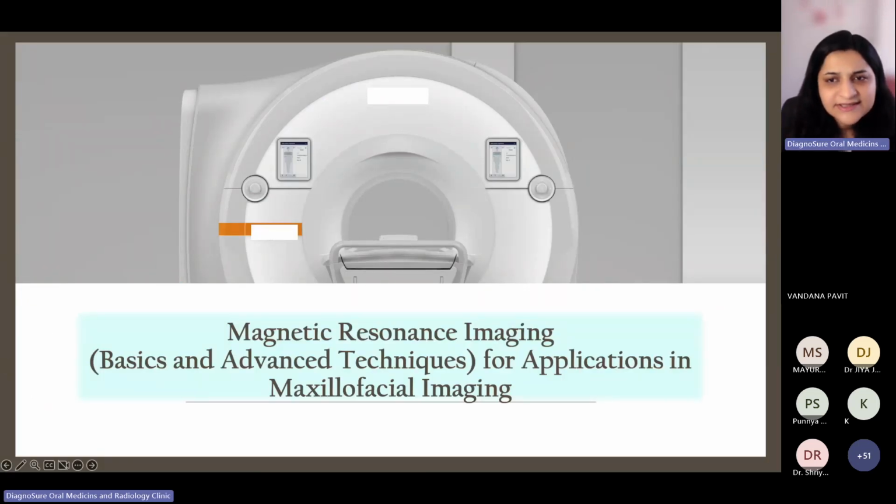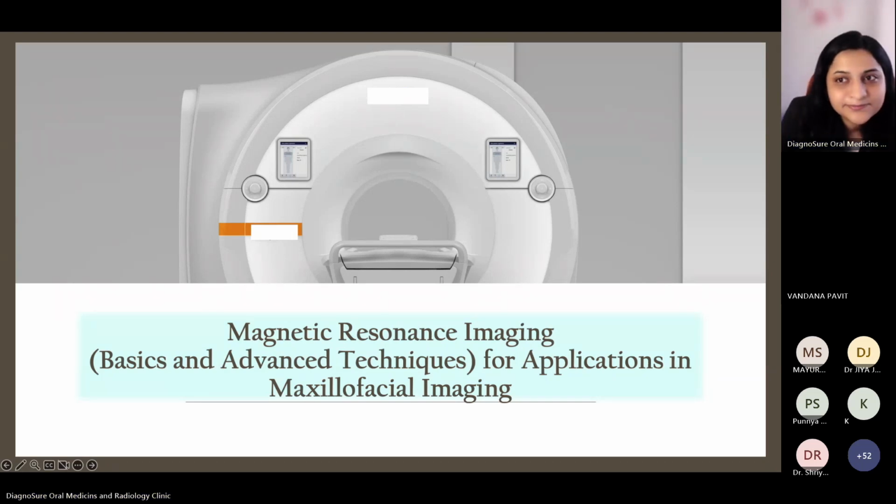Now, MRI is an expansive and intricate field that cannot be thoroughly explained in just one lecture. In this presentation, I will focus on the essential concepts of MRI and its specific applications in maxillofacial imaging, aiming to provide a clear and fundamental understanding of this fascinating technology.